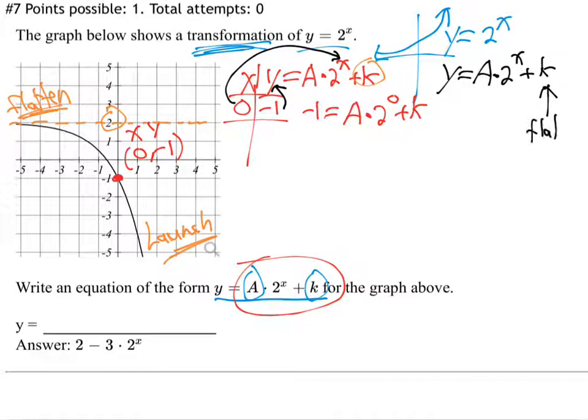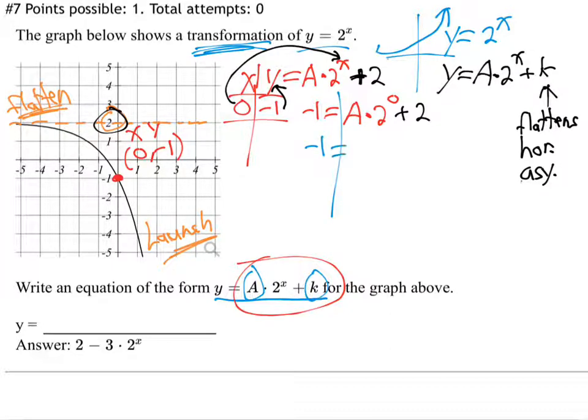That's always the flatten, the horizontal asymptote, right? Remember how we've been talking about asymptotes in this section? This is where the graph flattens. It's the horizontal asymptote. So it flattens at 2. So in this equation, I know this is a 2 back here, because that's the line where it flattens. So now I can solve this little equation here for a. This is minus 1 equals a. What's 2 to the 0? 1. Right? Anything to the 0 power is always 1. So a times 1 is a. How do we finish solving for a there? Subtract 2.